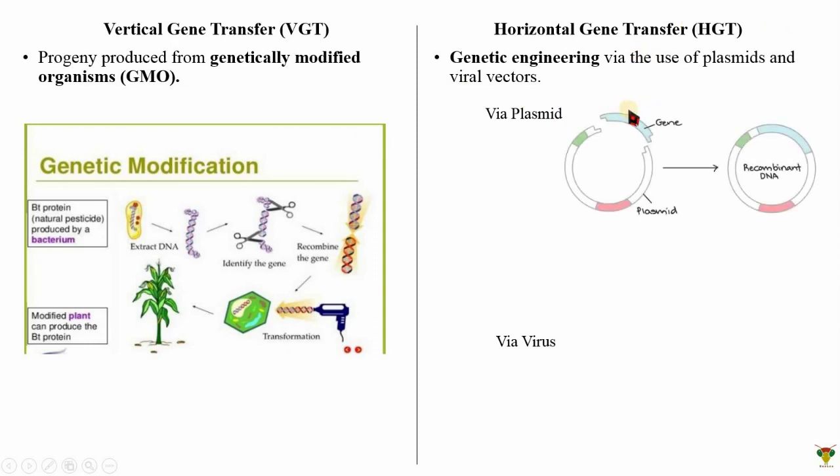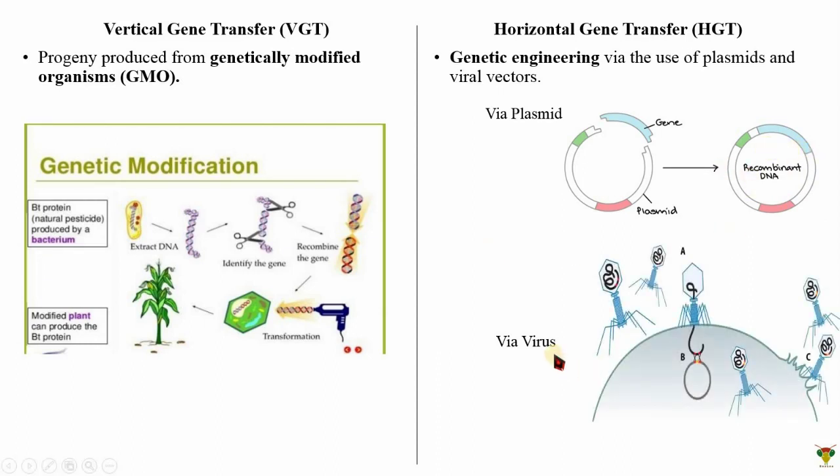And in horizontal gene transfer, genetic engineering is done to carry out the transfer of genetic material via a plasmid, in which one gene is inserted into the plasmid, and then a recombinant DNA, a recombinant genetic material, will be formed that will produce our desired product in the next animal in which we will insert it. So there is no next generation, only the genetic information is being inserted, and this organism will produce our desired product. Next, via a viral vector.